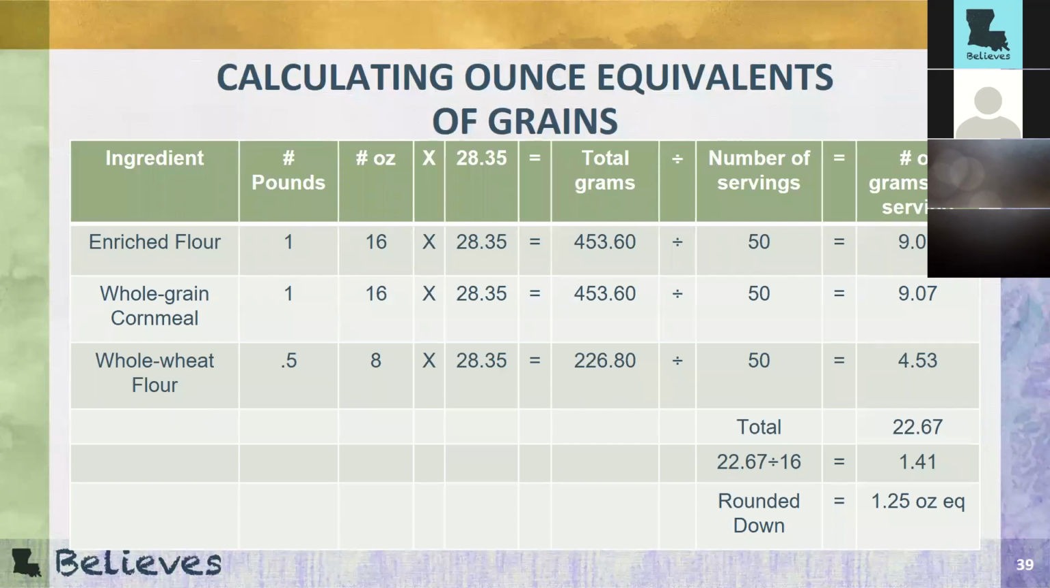22.67. So I'm going to divide that 22.67 by 16. And so the product is 1.41 per serving. If we round that down to the nearest quarter, it becomes 1.25 ounce equivalents of grain.